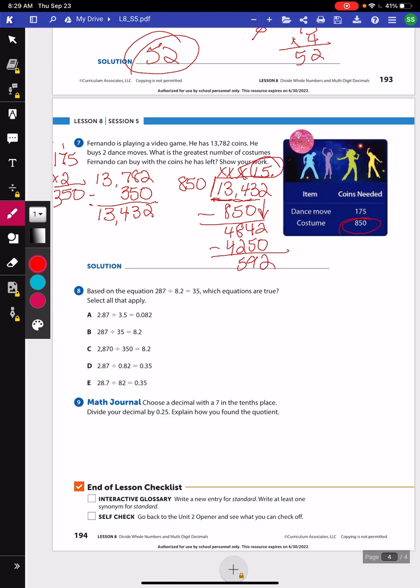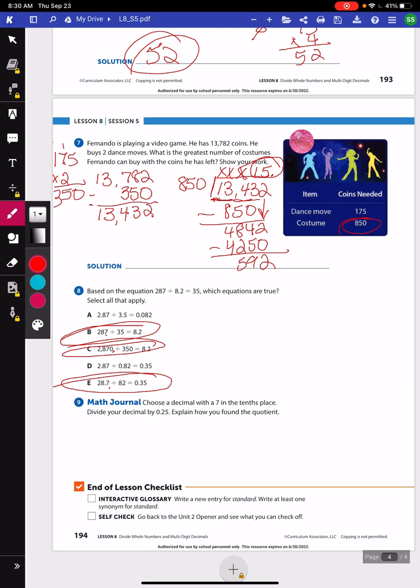All right, moving on to number 8. Based on the equation, 287 divided by 8.2 equals 35. Which equations are true? So you should have chosen B, C, and E. And all you're doing is looking at the decimal places. Notice how these are the same numbers, but the decimal places are a little bit different. So remember, if you move one decimal, you have to move the other one.